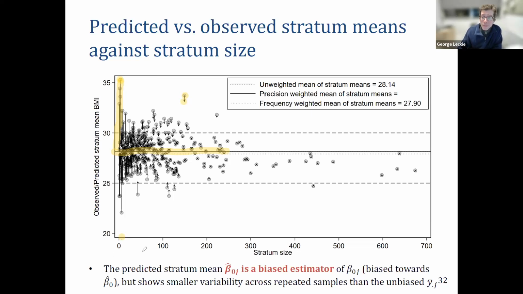Basically, we're introducing a bit of bias here, but what we gain is that across repeated samples, we're going to have a lot more consistency in our result. So if another analysis came along, took another sample of the data and looked at the stratum means, their observed stratum means would be wildly different to ours, but their predicted stratum means would be much more similar to our predicted stratum means. So we're getting better replicability, but we're taking a bit of bias here. But the bias is a good kind of bias in the sense that it's conservative.